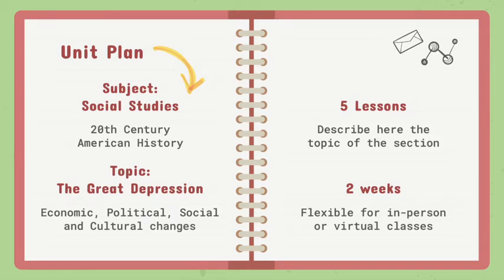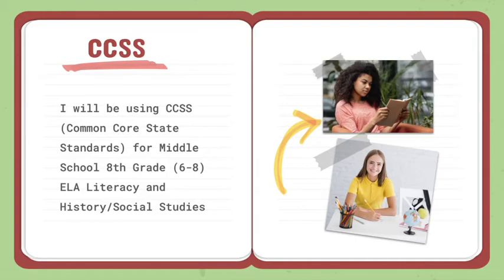The topic that I selected was the Great Depression. I picked this one because it's material that I haven't covered before, but I'm interested in pursuing this subject and this topic for my clinical. And so, by and large, it would encompass the economic, political, social, and cultural changes that took place in America during the era of the Great Depression. For the standards that I selected, I used the CCSS, Common Core State Standards, for middle school and 8th grade. I focused particularly on ELA literacy within the subsection of history and social studies classes.